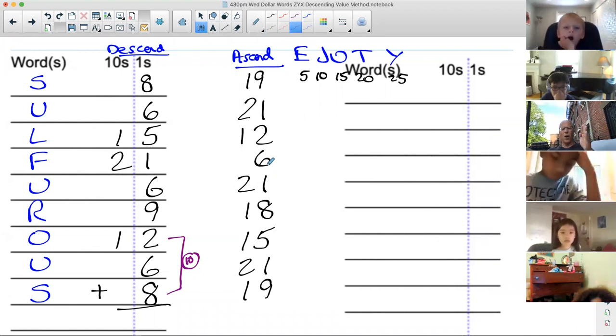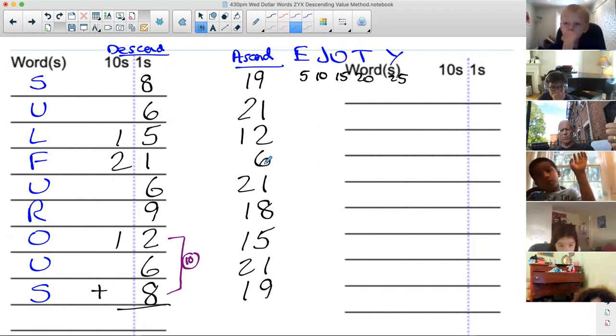Try to keep yourself unmuted so this doesn't happen, William, because now we're waiting. 1-1,000, 2-1,000, 3-1,000. Come on, unmute yourself, buddy.